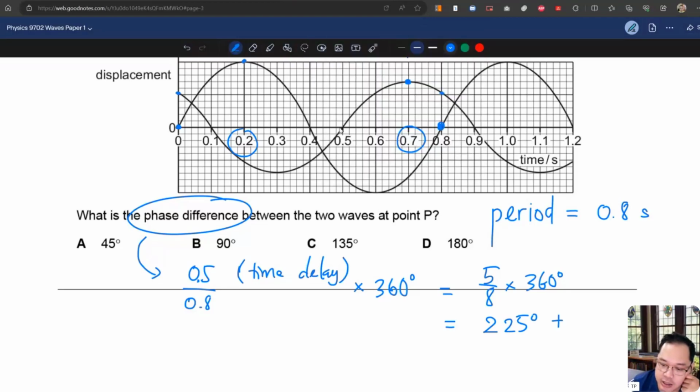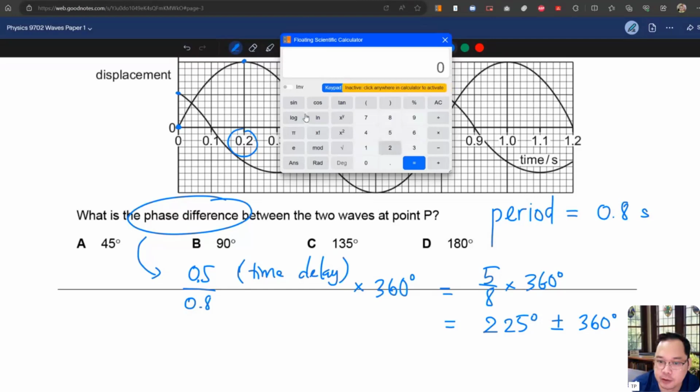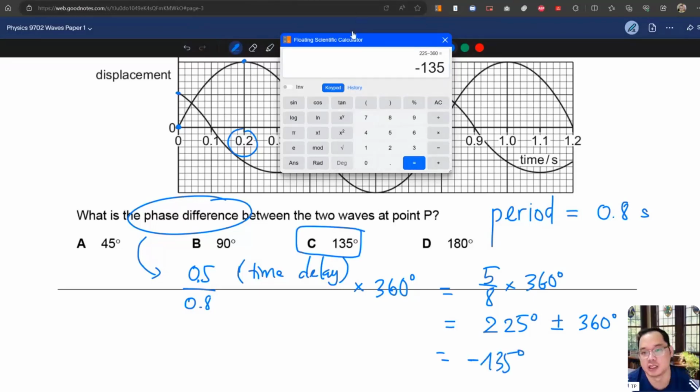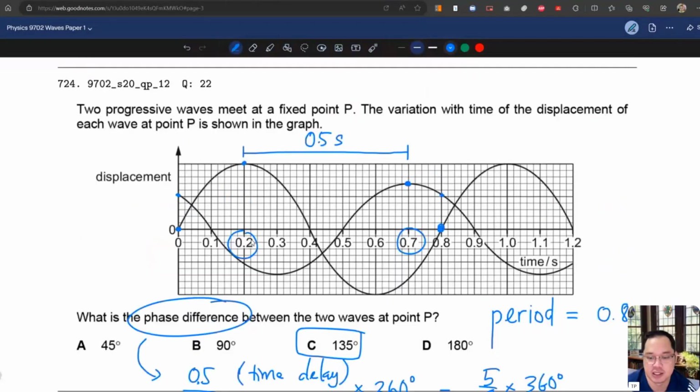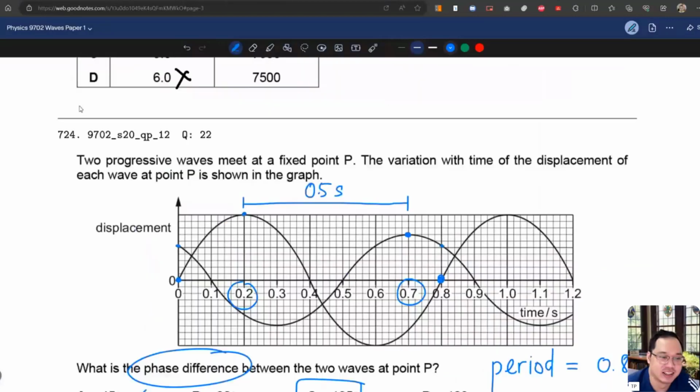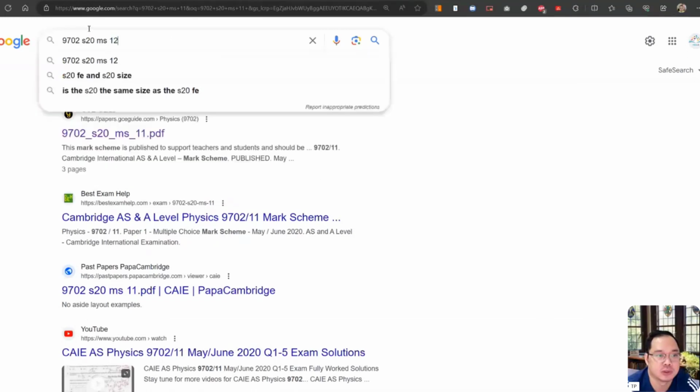Again, we do not have that angle, but it is equivalent to adding or subtracting 360 degrees, like the other question that I told you earlier, at the beginning of this session. So when you subtract 360 from 225, you get the answer 135 degrees. So that is the method to find the phase difference. Check the answer, and then I will erase this and ask you to do it again. Summer 20, paper 1-2.